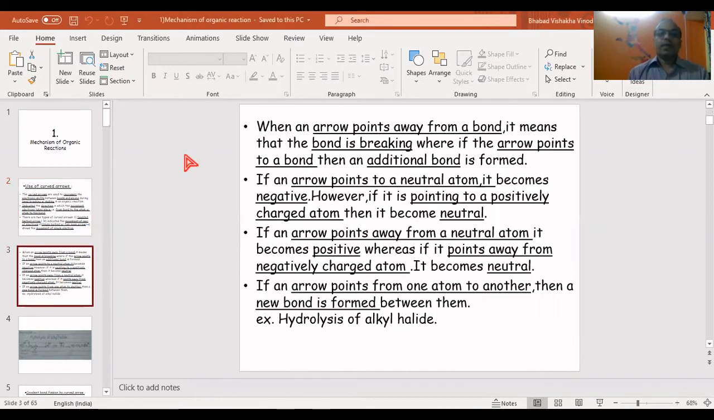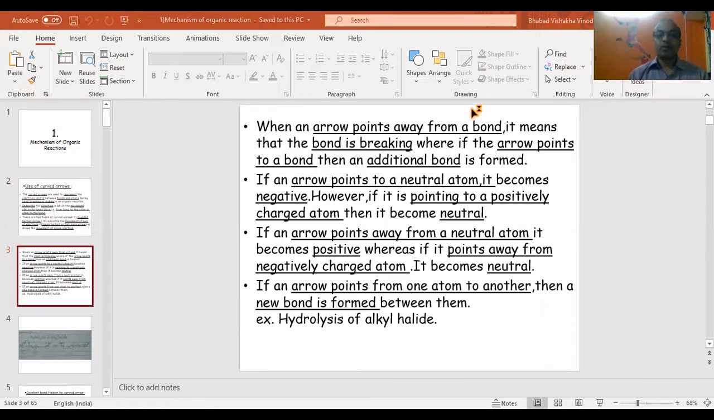When an arrow points away from a bond, it means that the bond is breaking, whereas if the arrow points to a bond, then an additional bond is formed. If an arrow points to a neutral atom, it becomes negative. However, if it is pointing to a positively charged atom, then it becomes neutral. If an arrow points away from a neutral atom, it becomes positive, whereas if it points away from a negatively charged atom, it becomes neutral. If an arrow points from one atom to another, then a new bond is formed between them.